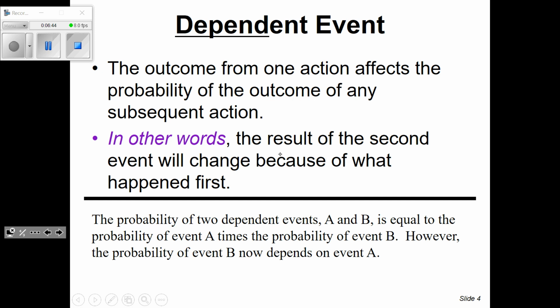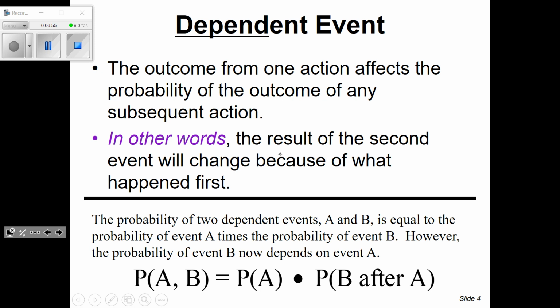Okay, so that means that our formula is going to change just a little bit. Because these two events are not completely separate events, our formula will be the probability of A and then B is probability of A times the probability of B after A. So we can't write these two fractions separately like we did on that last example. We're going to have to consider whatever happens in A before writing the fraction for whatever happens in event B.